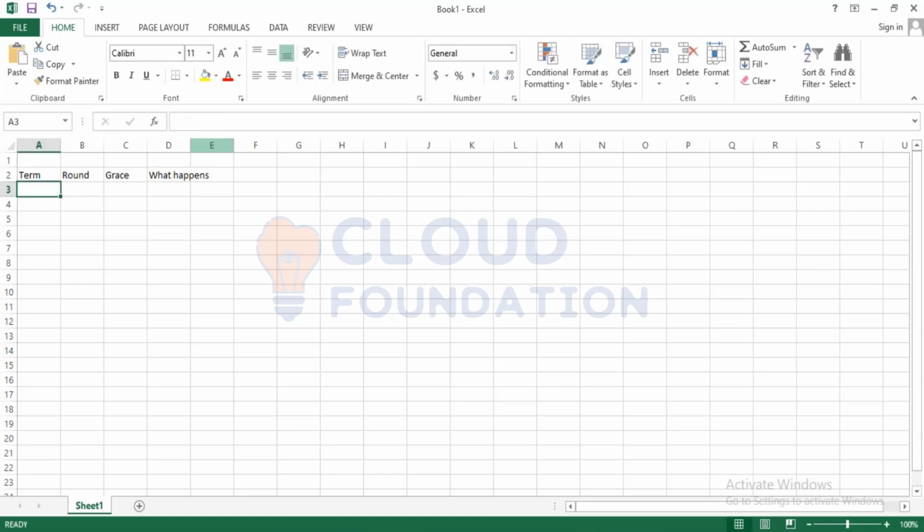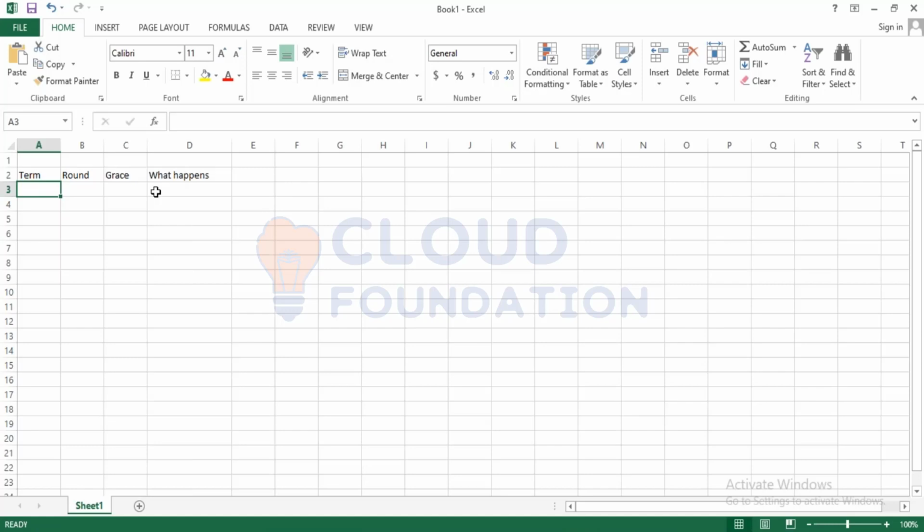So once class is over, just make sure to note down this Excel alone. Okay, so it will be easier for you to remember in your later stages.